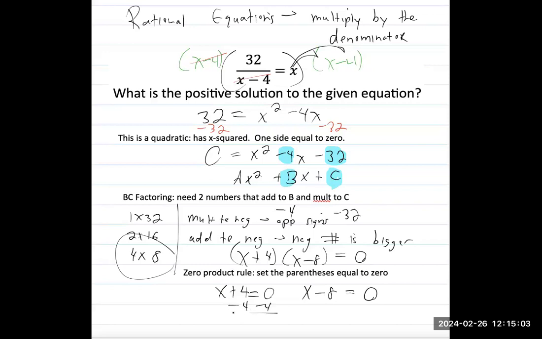and solve them both. Here we're going to have x equals minus 4. Here we're going to have x equals positive 8. And we're being asked for the positive solution, which is the positive 8. And we're done with this question.